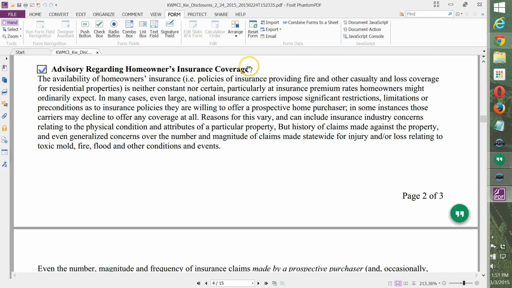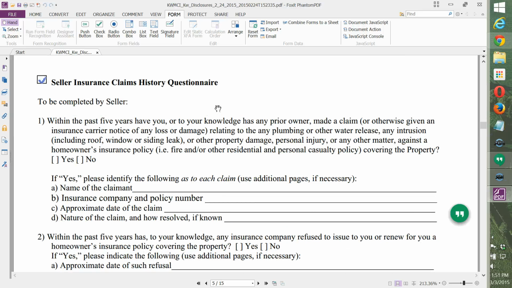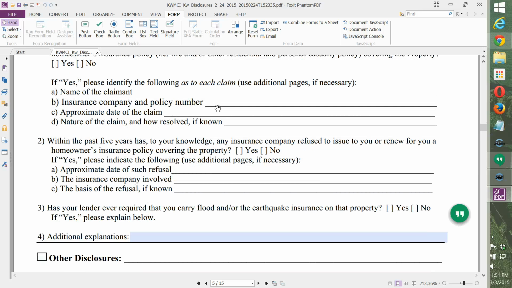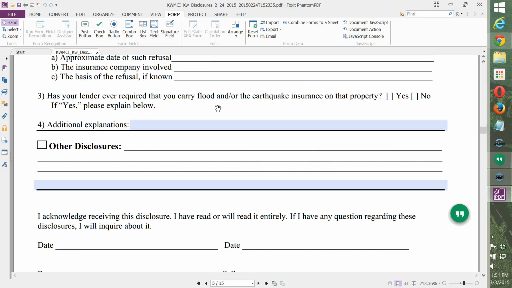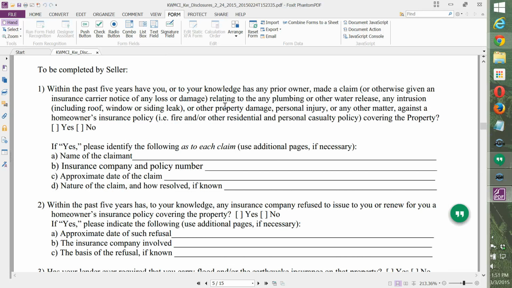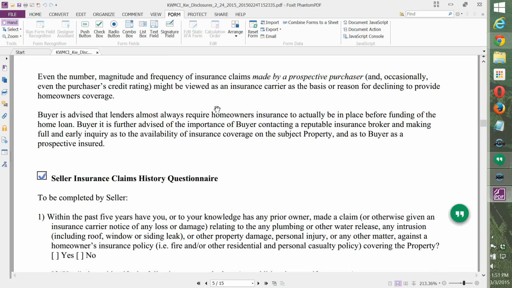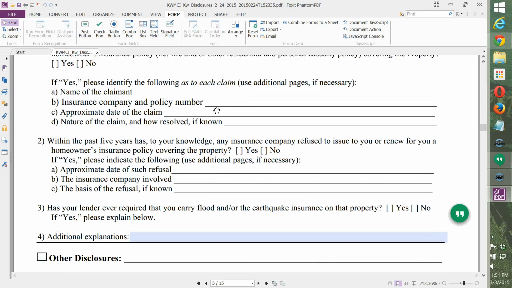The bank requires it. The lender's going to require it. Seller insurance history claims should be completed by the seller. Have you filed any claims? If so, tell us about them. And other explanations. So we need to check the ones that may apply up above. Right, and there are some that are already checked for you. You don't get a choice. Don't try to white them out.